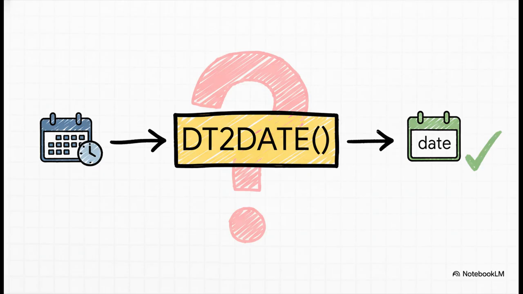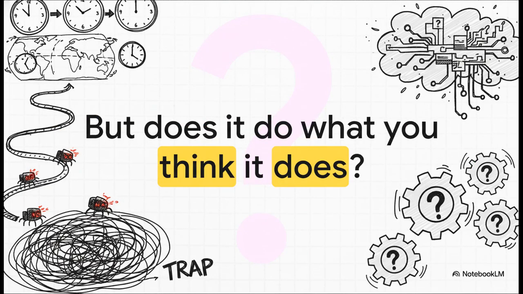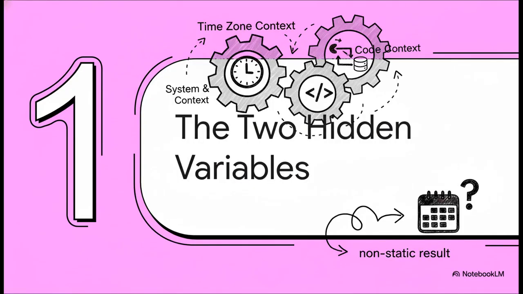Or maybe you don't. This is exactly where the trap is sprung, because that simple-looking function can behave in some really weird, unexpected ways. It all depends on a couple of things you might not even be thinking about, and it can lead to some seriously hard-to-find bugs. So, what's really going on here? Well, the whole issue basically boils down to two hidden variables that have a huge impact on what that function actually spits out. The result you get isn't always the same. It changes depending on the context.